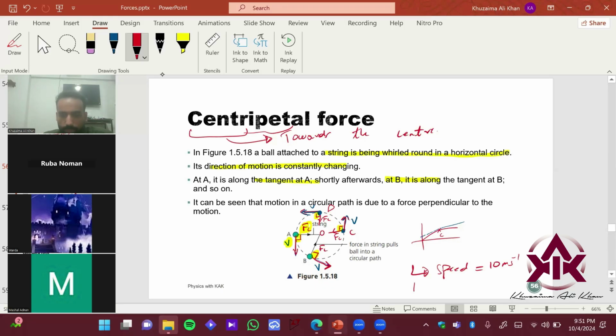If my speed is constant, I will also have a constant velocity of 10 meter per second. Is this true or not? Whoever answers this question will get +1 in their upcoming test.